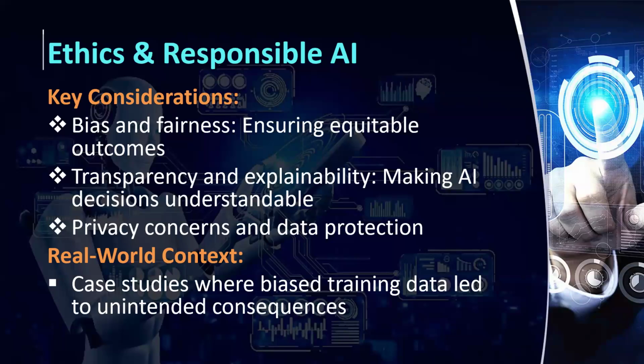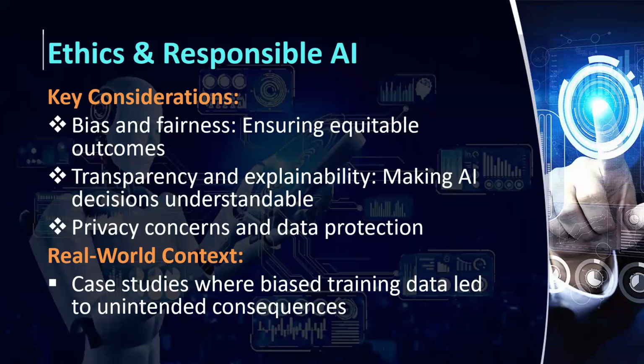Okay, so to ensure that AI is responsible, we talk of responsible AI development. So we identify bias and fairness, ensuring equitable outcomes. So you want to implement AI without bias, all right? And also ensure that it gives you equitable outcomes.